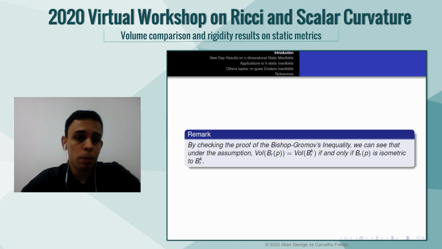Furthermore, checking the proof of the Bishop-Gromov inequality, we can see that we have a statement of rigidity. That is, if you have the equality, this happens if and only if the geodesic ball in the first manifold is isometric to a ball in a space form.